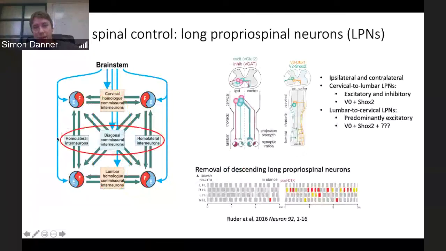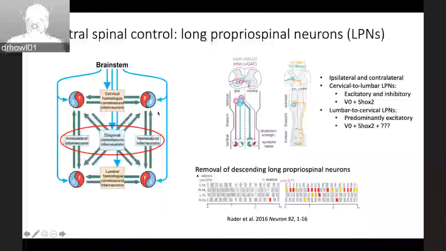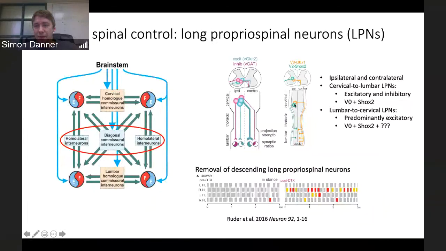Now, the second main piece of information is about the long supraspinal neurons, and this is from the Silvia Arber lab in this 2016 paper with Ruder as the first author. They identified the neurotransmitter type and genetic type of the long supraspinal neurons that project from the cervical enlargement to the lumbar enlargement, or in the other direction from the lumbar to the cervical. So we know that there are V0V neurons and Shox2 neurons that project from the cervical to the lumbar and also in the other direction, and there are no or very few inhibitory neurons that are ascending.